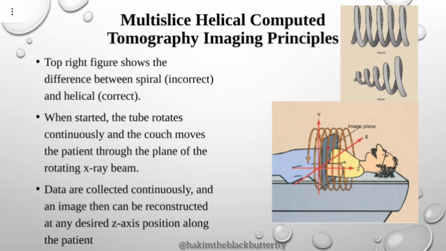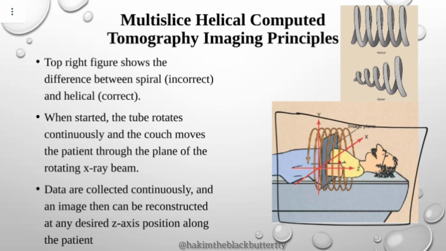Like an example here, in this illustration, you see that we have a patient on the couch, and these round circles show you how the tube and the detector can rotate continuously while the patient is moving in the Z direction within the bore. Every complete 360-degree rotation creates slices of anatomy.